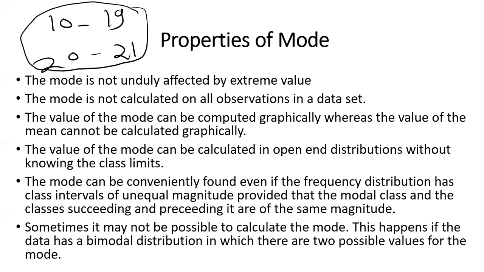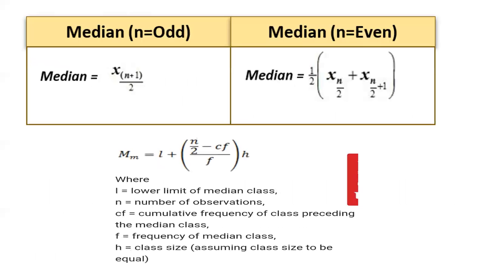Then the last one is, sometimes it may not be possible to calculate the mode. Sometimes the mode is difficult to calculate if the data set has a bimodal distribution. Bimodal means there are two modes, with two possible values for the mode.